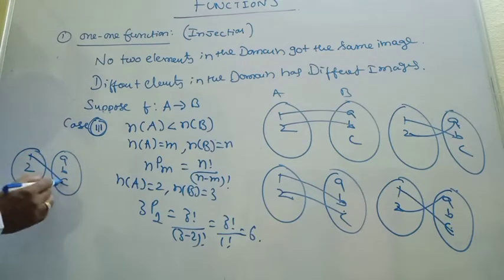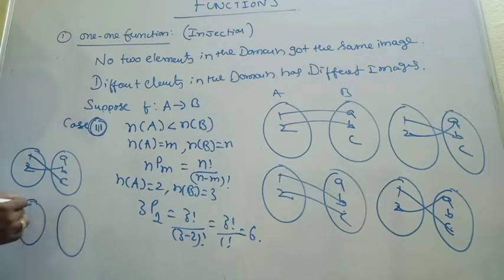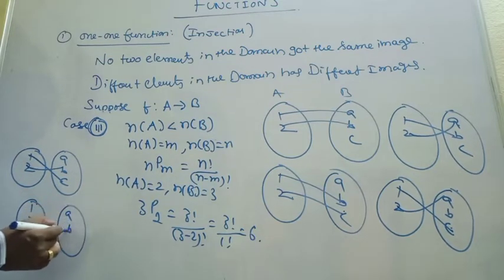Okay, 1 with c and 2 with b, like this. 1 with c, 2 with b, right? This is also there, fine. Next, 1, 2, a, b, c like this. 1, 2, a, b, c like that.